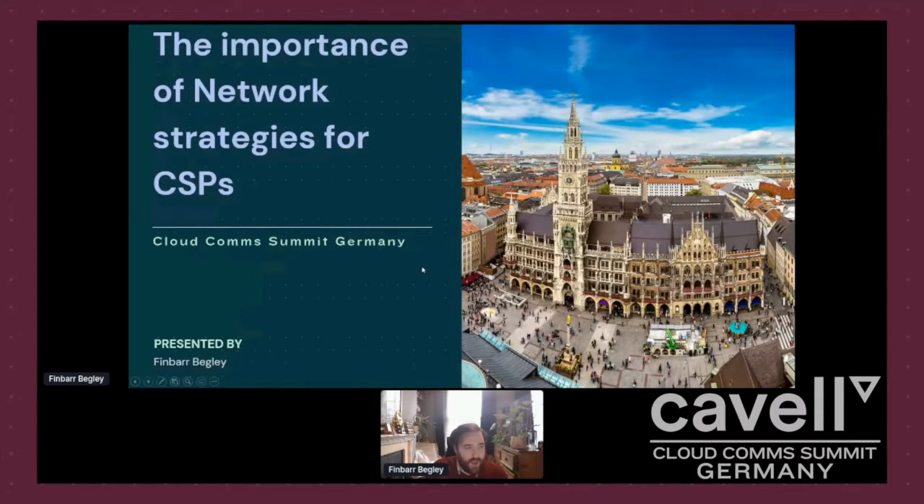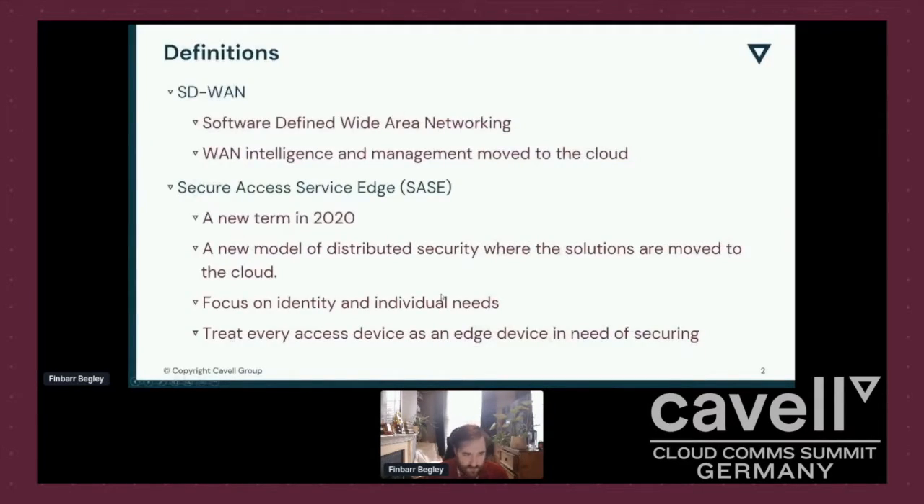So to start off with, I'd like to do some quick definitions of the keywords that I use because networking loves its keywords. You'll have heard these before, but I want to make sure everyone's on the same playing field if you haven't, just so everyone's clear about how Cavell looks at them and how I look at them as an analyst.